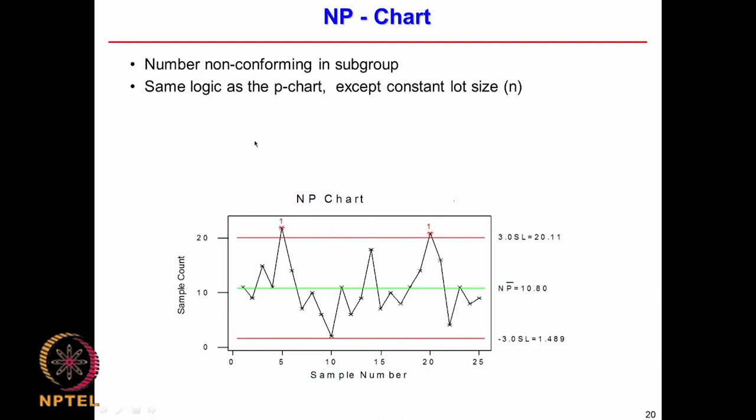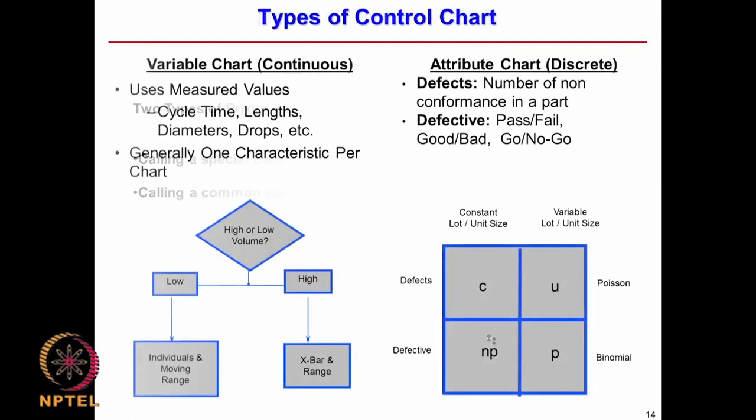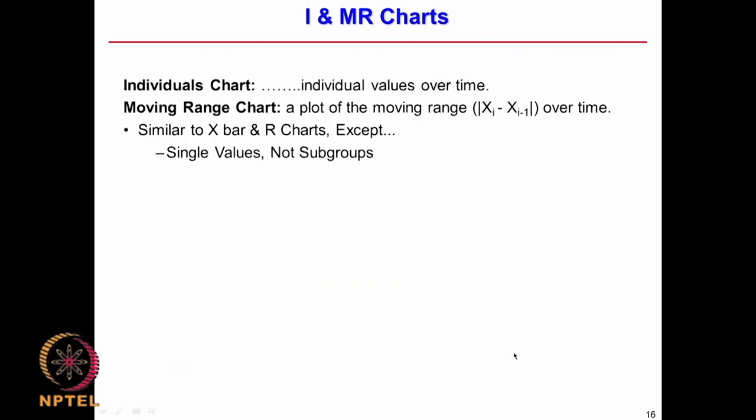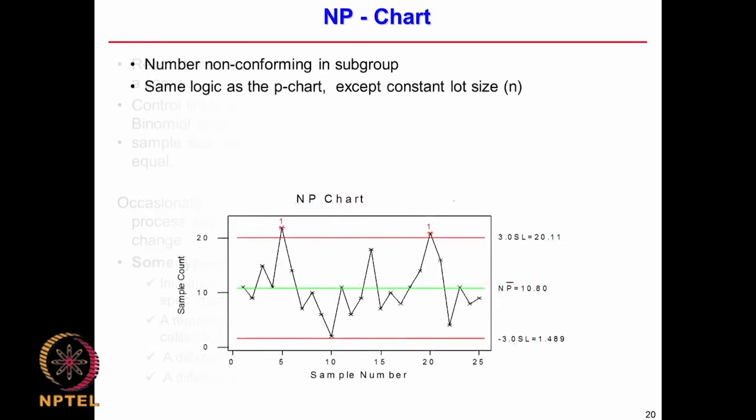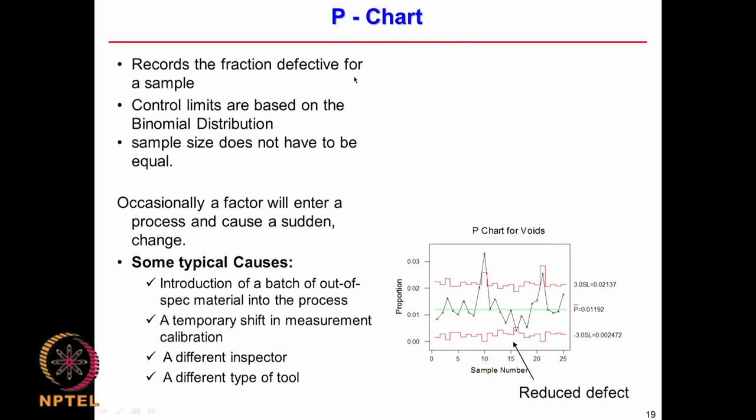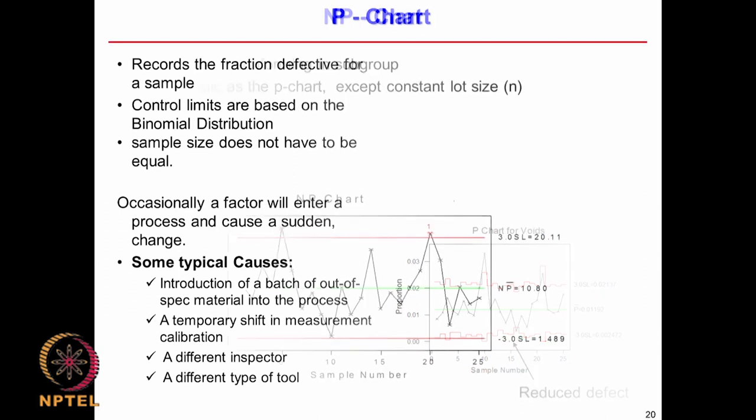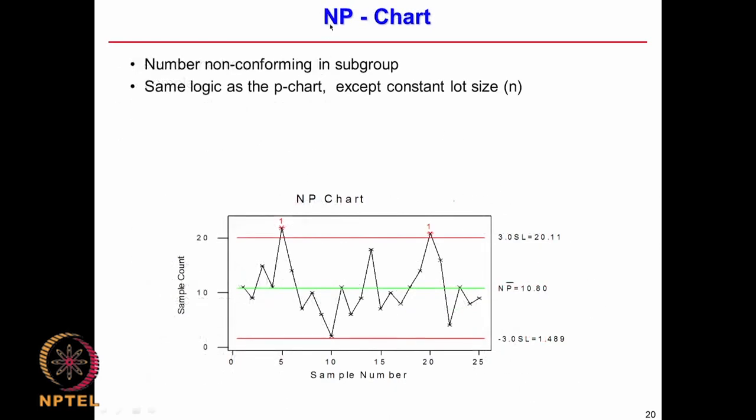Then you have the NP chart. If you remember, the NP chart is for constant lot size, where you are looking at the defectives. Number non-conforming in subgroup, same as the P chart, except here the lot size is constant. When you do the NP chart, probability times N, so obviously it becomes a number of defective items. Do you understand? The P chart is the fraction, whereas when you multiply by N, the number of samples in the subgroup, it becomes a number, and that gives you a sample count which are defective. So you are plotting this and seeing how many defectives over a period of time, whether it is going too much or is within this range. That is what you are studying in the NP chart.